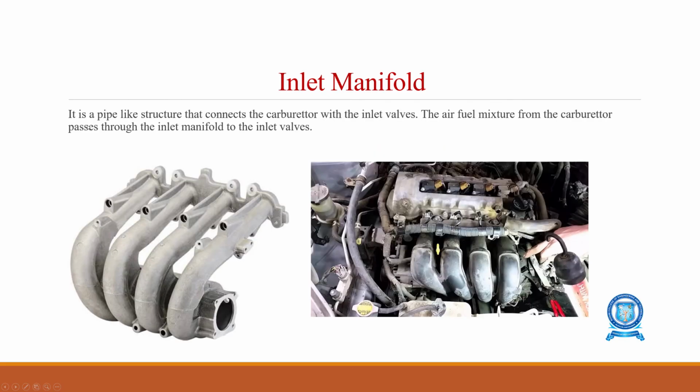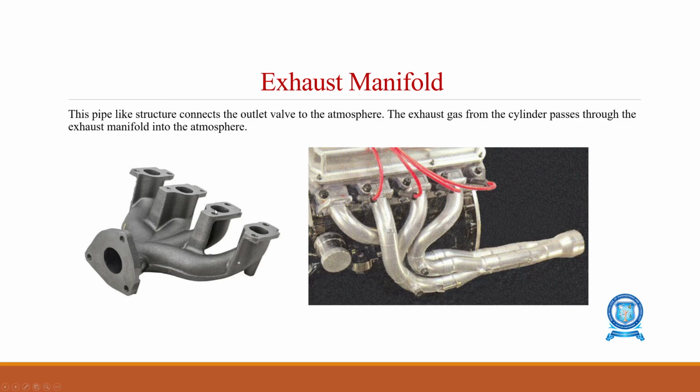The inlet manifold is a pipe-like structure which will connect the carburetor with the inlet valve. In the case of a petrol engine, from the carburetor the air fuel mixture will get into the inlet manifold, and from the inlet manifold the air fuel mixture will pass to the required cylinder. For the exhaust manifold, for example, this is cylinder number 1, 2, 3 and 4. In cylinder number 3, when the exhaust stroke happens, the burnt gas will escape through this area. Likewise, through all the four openings the burnt gases will escape and be given to the exhaust. So that is the exhaust manifold.